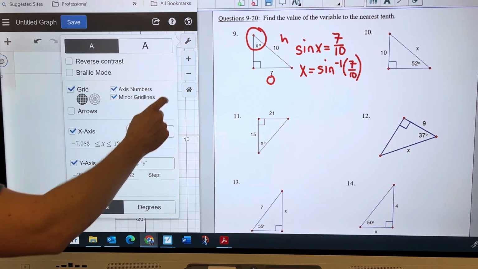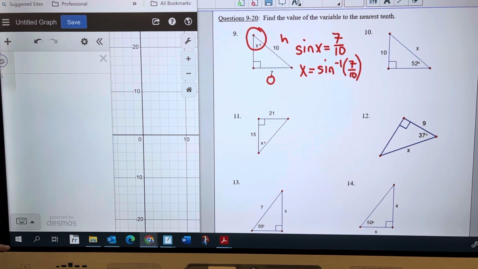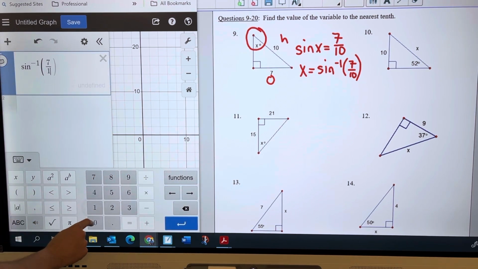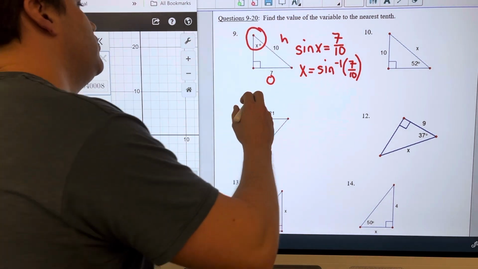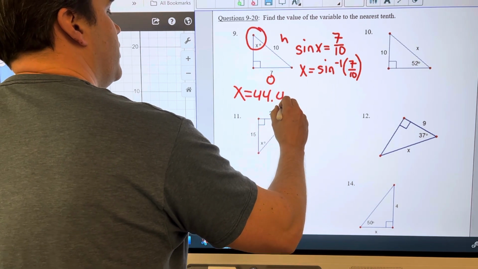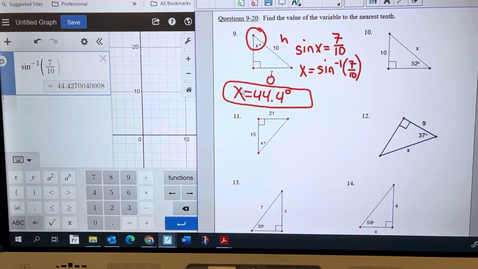Remember to always check your calculator is in degrees. And now we're going to go ahead and hit sine inverse. It's functions, sine with a -1. Using another calculator, you might see arc sine, which means the same thing. 7 over 10. And that's 44.42. Nearest tenth, so we know that x equals 44.4. Throw degrees on there, so we got it.